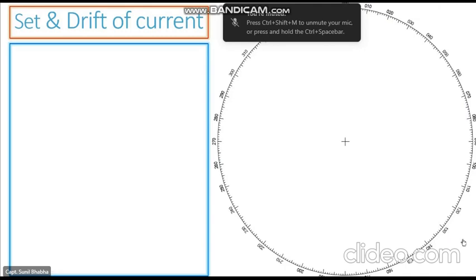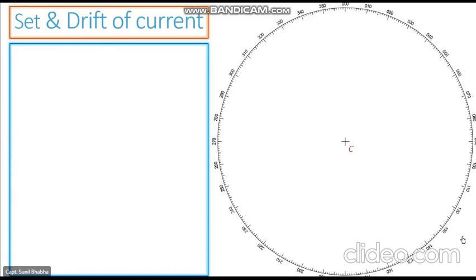So let's open up our radar plotting sheet. Let's mark the center as C, Charlie. Let us show the scale which we are going to use. The scale is 1 centimeter equal to 1 nautical mile. Let us now show our own ship's course and speed. Our ship is steering the same course, 340, with a speed of 50 knots.